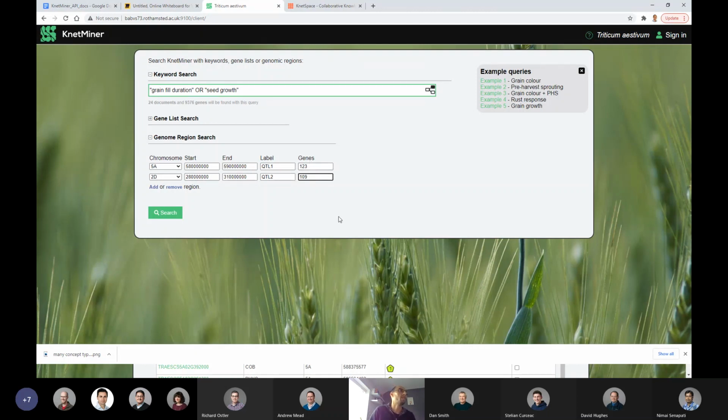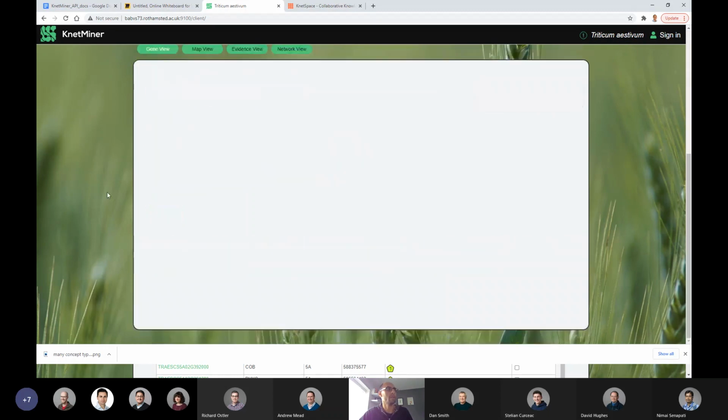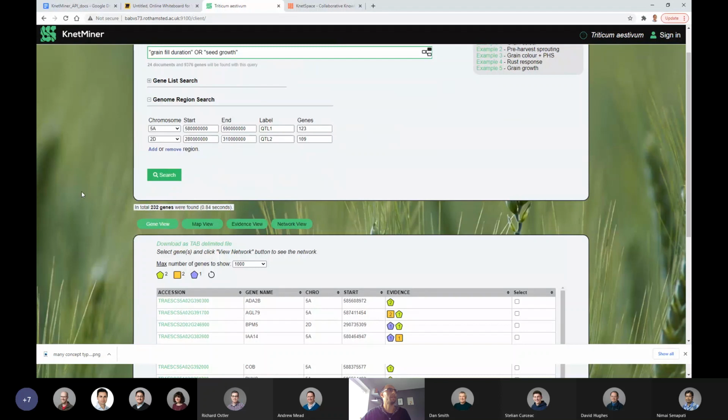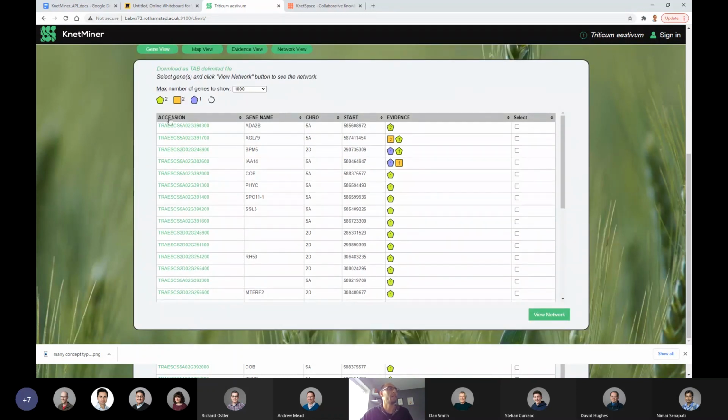And quite often with these complex traits, we do get multiple QTLs, and it would be nice to see if there are interactions that are happening on molecular level between those QTLs. So I'm going to search the knowledge graph now with my query. So all these genes have now been searched in NetMiner. The knowledge about those genes has been evaluated, and I'm getting a list of ranked genes presented in GeneView.